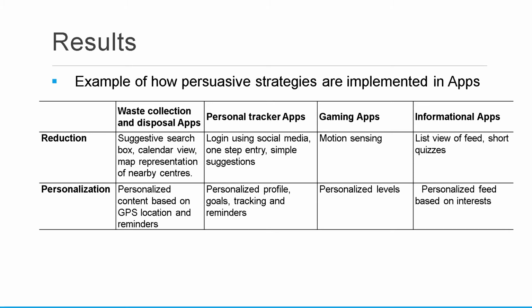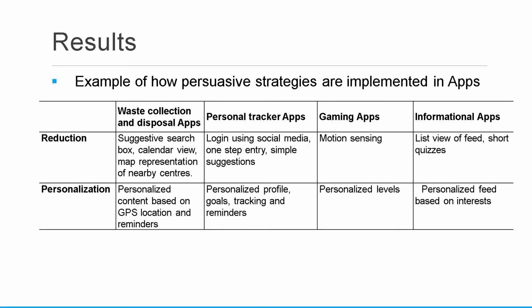So how are these strategies employed? We explain it using one of the four commonly found application types for waste management. They are waste collection and disposal, personal tracker, gaming, and informational mobile applications. Reduction and personalization are the most commonly used persuasive strategies. Let me explain how these are implemented.